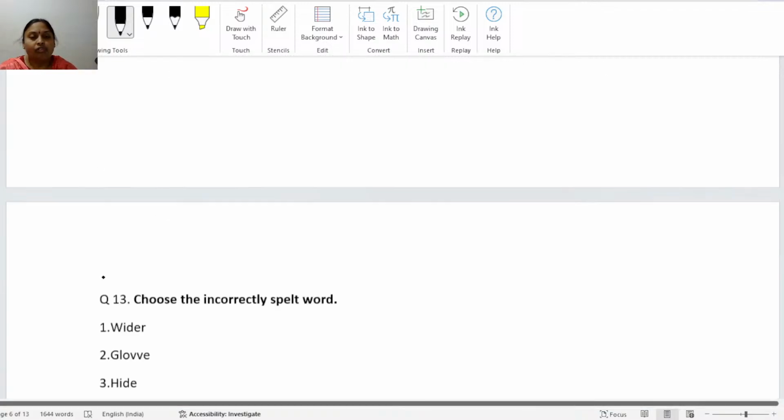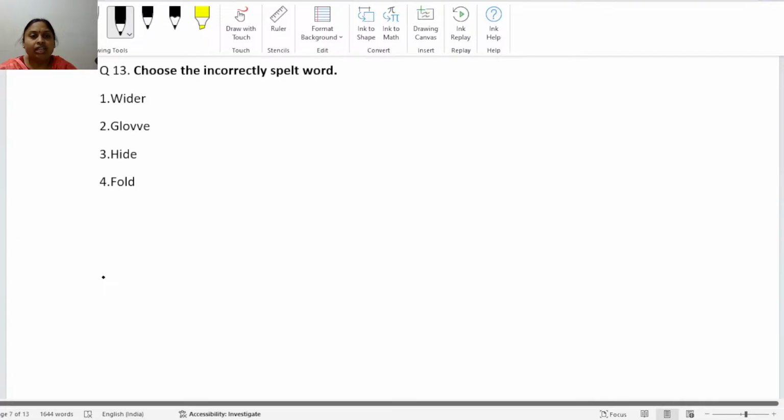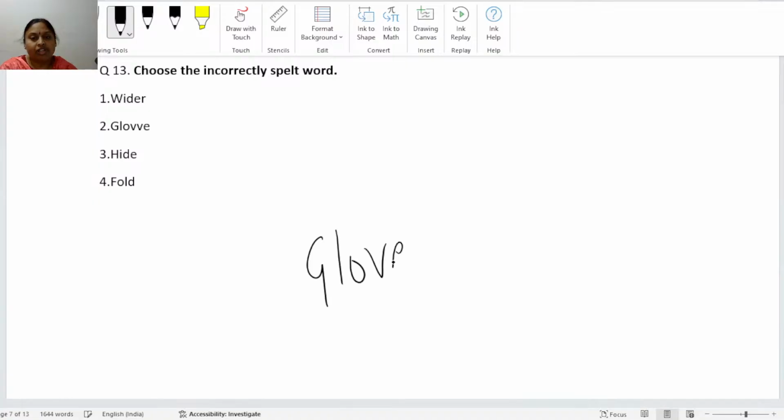So now we will go for the next question. Choose the incorrectly spelled word. So here, when it comes to gloves, what will we write? G-L-O-V-E-S. But here what have they given? Double V is given. So that's why this is the incorrect spelling. So answer will be 2. So next, we will go for the next question.